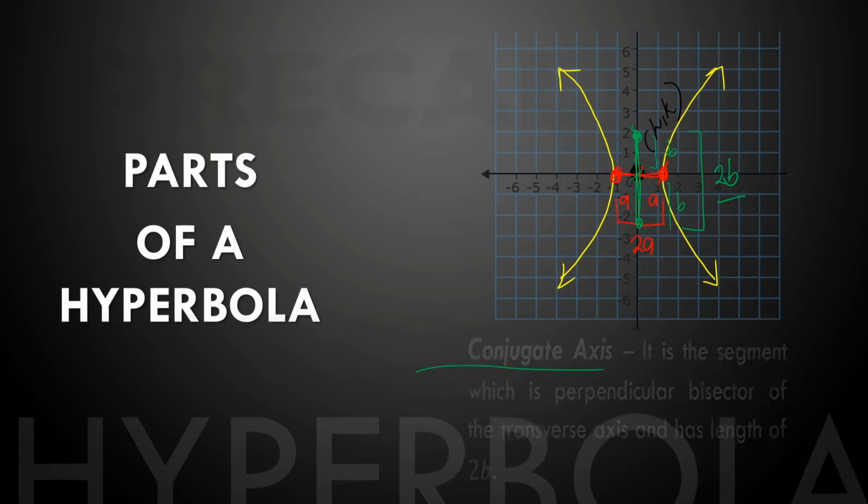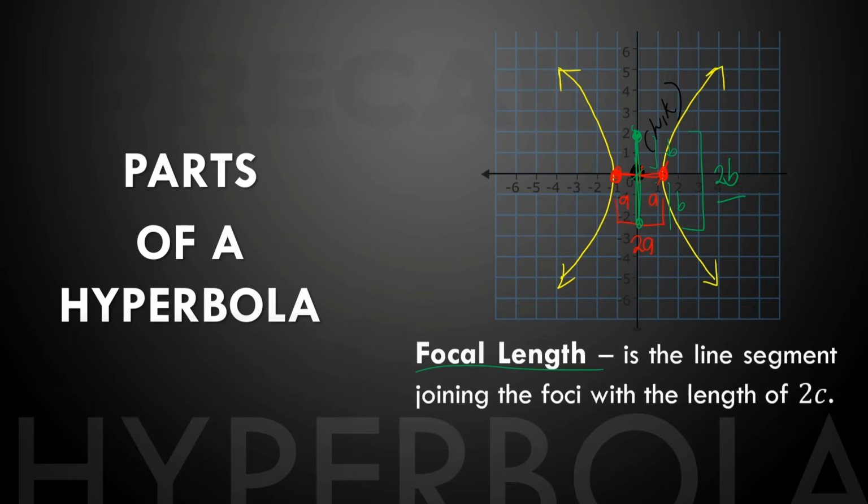Next, we have focal length. So, halimbawa na dito yung focus natin, yung foci. So, ito yung distance from one focus to another. So, yung total length niya is the focal length. So, yung distance from the center to one focus is denoted by C. So, yung total length niya is equal to 2C.